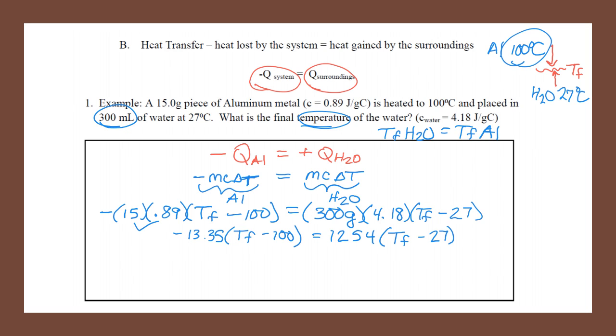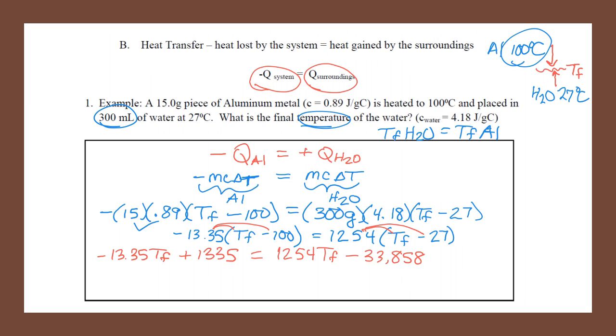All right, now I'm going to need to distribute through my parentheses so that I can combine my TFs together on one side. So let's do that. I'm going to get negative 13.35 TF, and then negative times negative is going to give me plus 1335. That equals 1254 TF, and then minus 33,858. That's what I get when I multiply 1254 times negative 27.